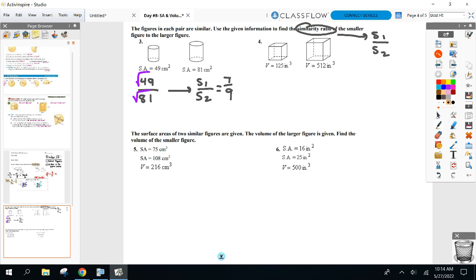All right, you're tough stuff there, but what if I give you the volumes now? If I give you the volume, 125 over 512, how do I get to similarity now? Well, don't say cube it. Cube it means raise it to the third, which is what I would do if I was going this way to the left. Cube root it.